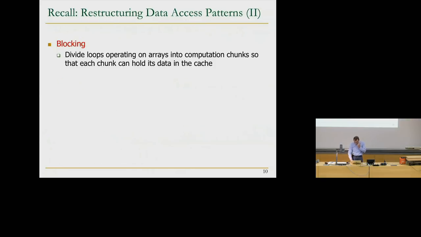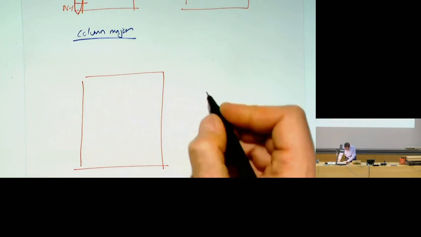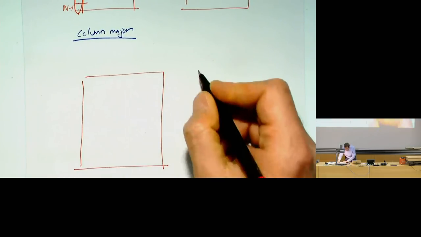Another way of increasing the cache hit rate is dividing the loops operating on arrays into computation chunks, so that each chunk can hold its data in the cache. Basically, the idea is very simple. Essentially, divide the working set so that each piece fits in the cache. This is also called tiling. Let me take a look at that very quickly with this sort of example. I'll give you a high-level example. So if, for example, you have this huge matrix, and let's assume that you're multiplying two matrices.